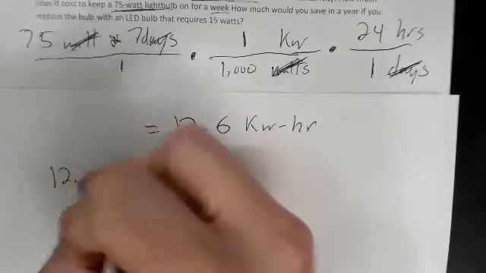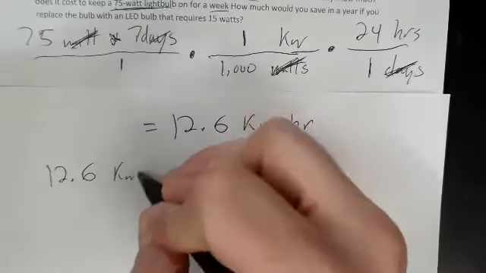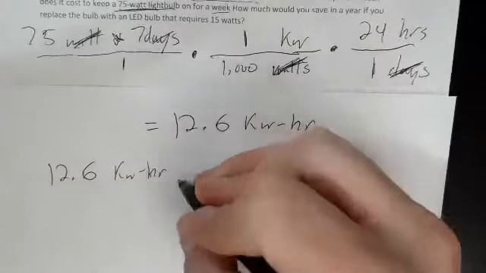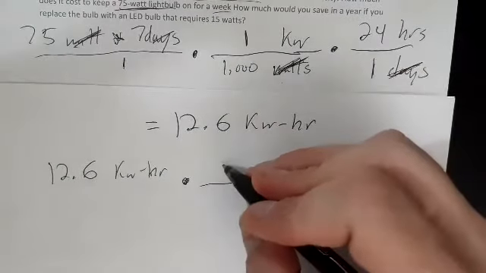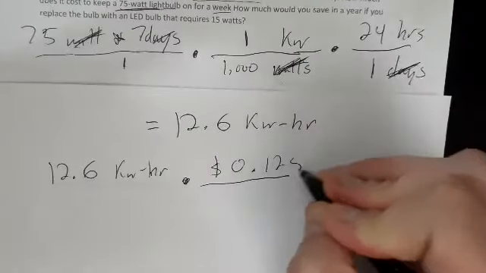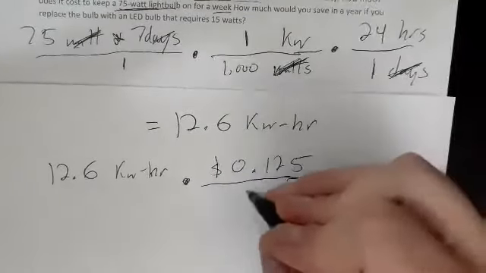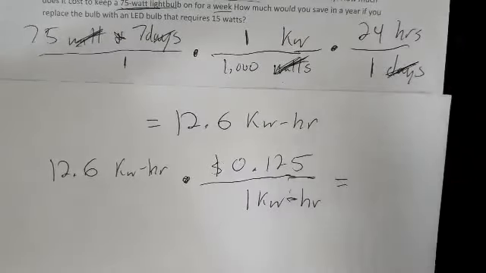The next thing we want to know is the cost. So if we have 12.6 kilowatt hours, and the company charges how much? 12.5 cents. So 0.125 dollars for every 1 kilowatt hour is what they're telling me. How much is that going to cost?